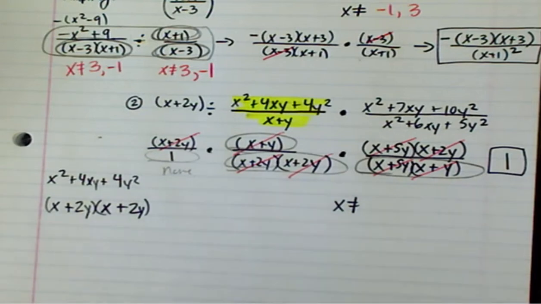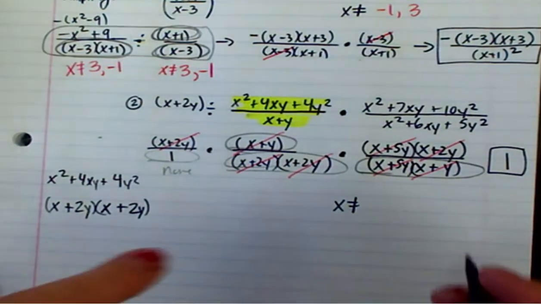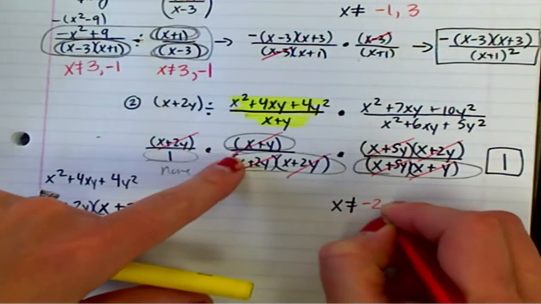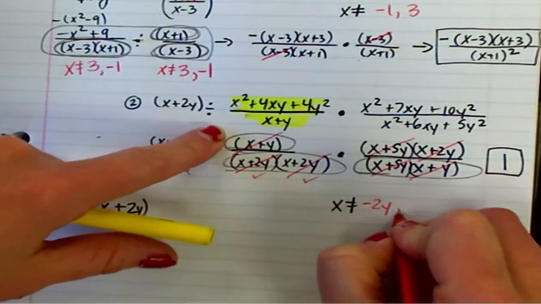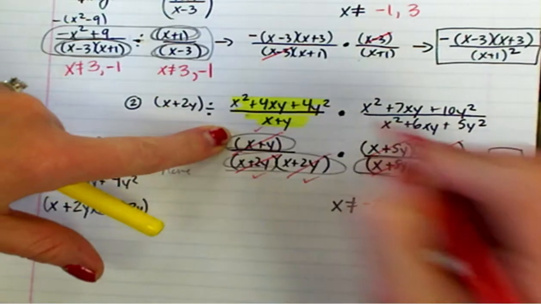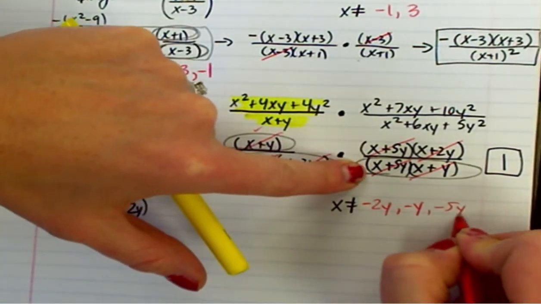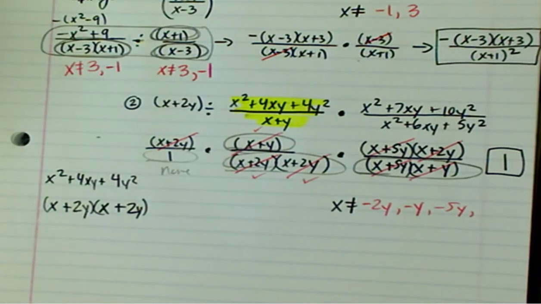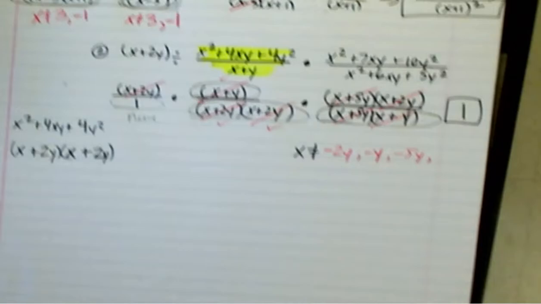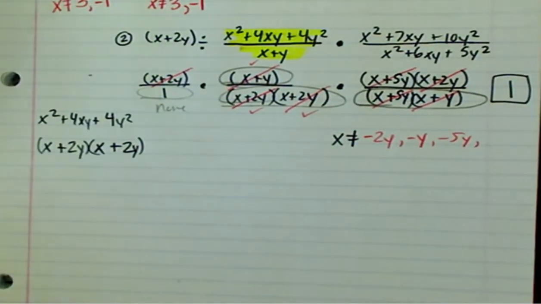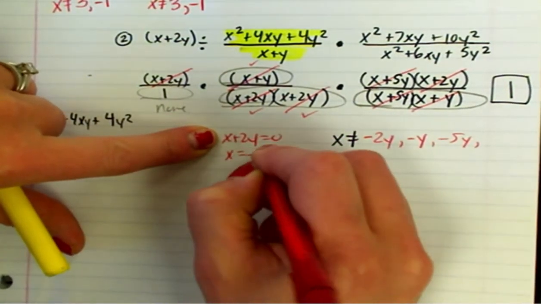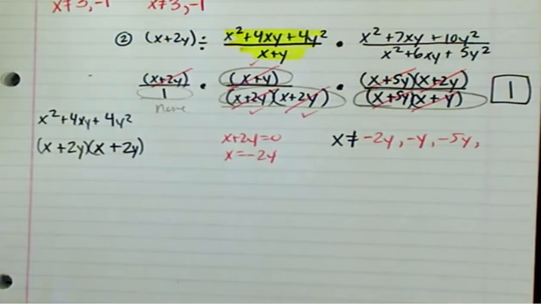What are the zeros of each of the factors you circled? So this one says negative 2y, check, check. Negative y, check. Negative 5y, negative y. All you did is you solved for the zeros of the factors. Okay? Look at this. x plus 2y equals 0. That's how you find a restriction. You take the factor equal to 0, and I just said, what can't x be?